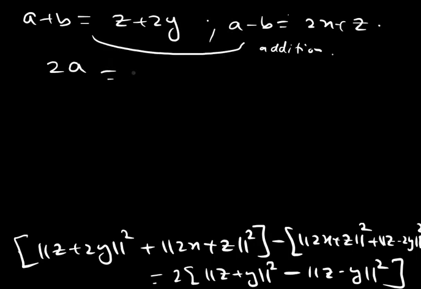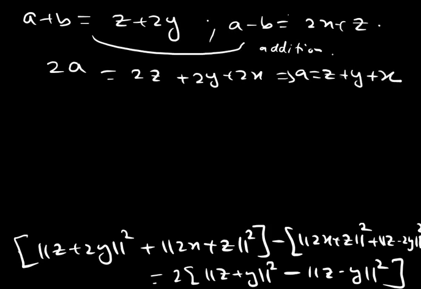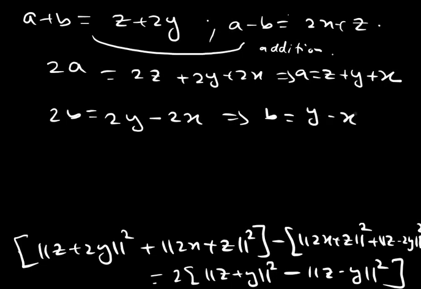2a, this is 2z plus 2y plus 2x. This implies that a would be z plus y plus x. Okay. The subtraction is what? The subtraction is 2b. So 2b is equal to this minus this. That would be 2y minus 2x. This implies that b would be equal to y minus x.